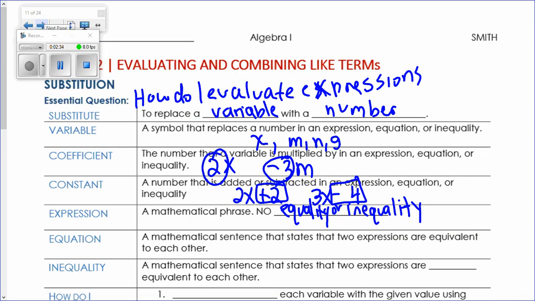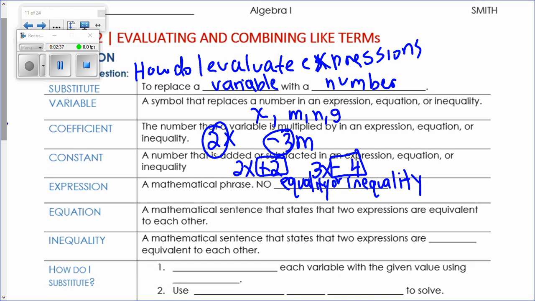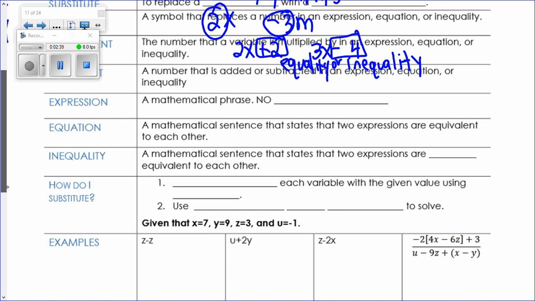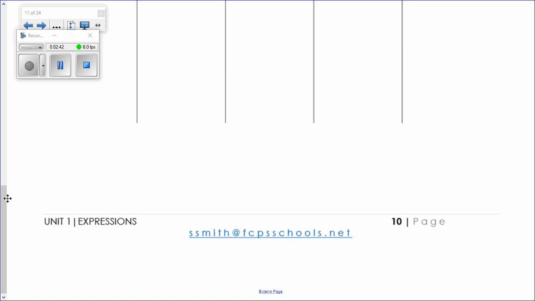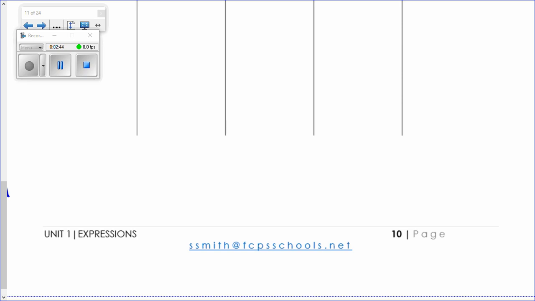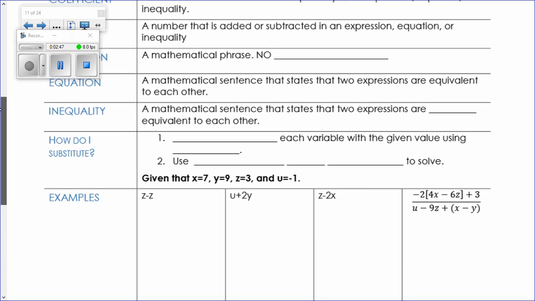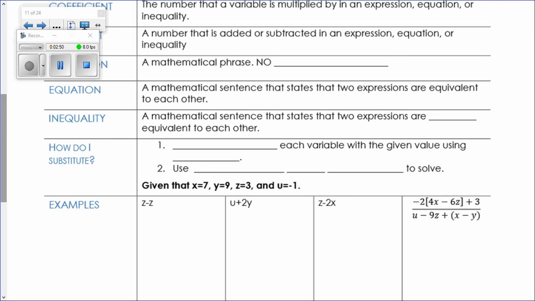Now, for equations, let's go down a little bit here. Apologize, my bad. Let me go back up. An equation is a mathematical sentence that states that 2 expressions are equivalent to each other. An example would be 2x equals 3x plus 5. On the other hand, an expression is just 2x, or 3x plus 5. It's either or. It's not both.